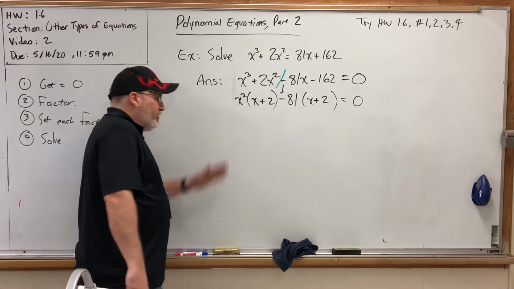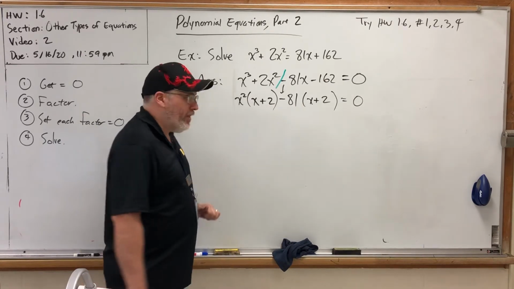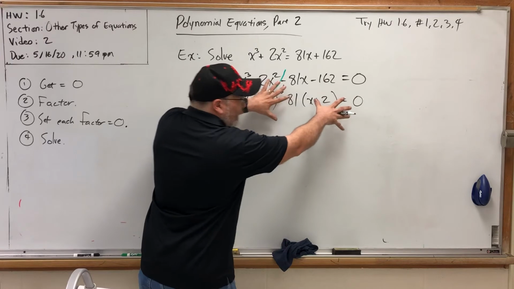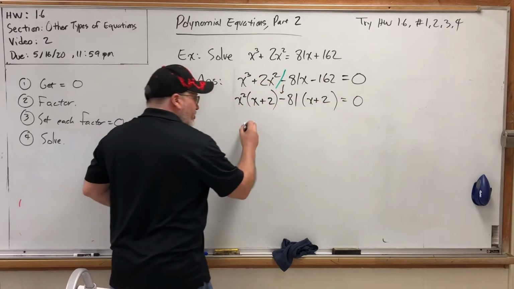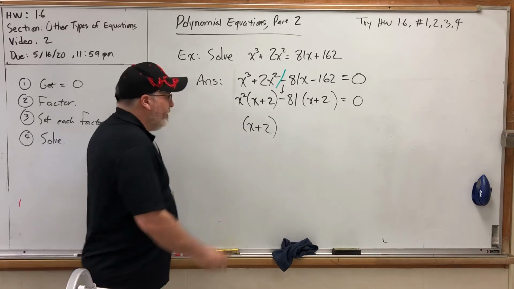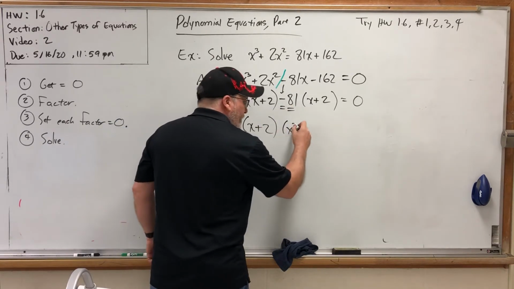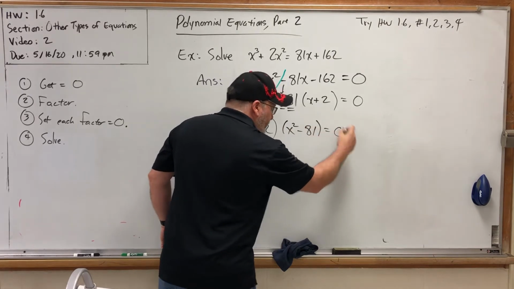But if you take the GCF out of each half, and the parentheses match, that's a sign you're on the right track, because your next move is to factor them out collectively as a gigantic GCF. So the x plus 2 gets factored out, and all of the remaining parts literally make up the other factor. x squared minus 81 equals 0.